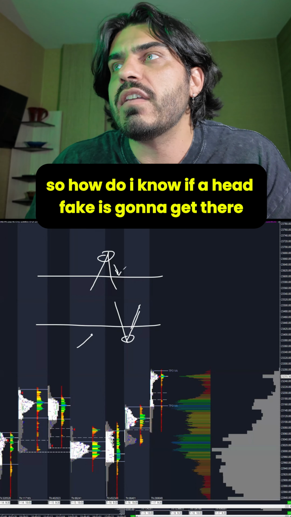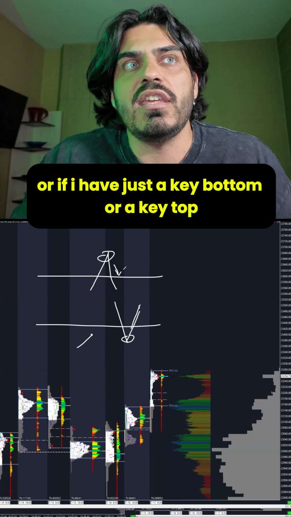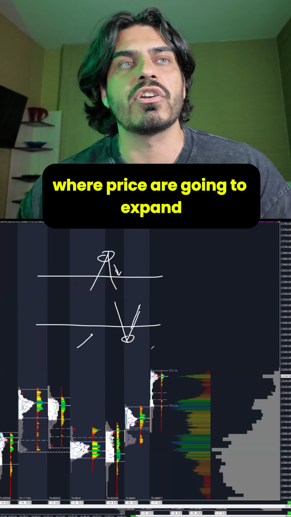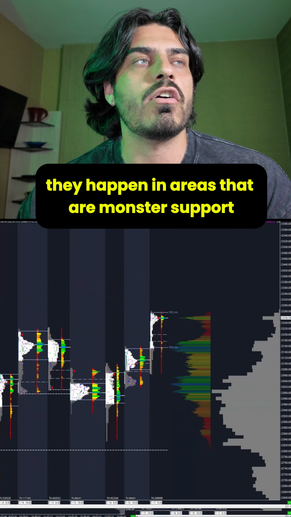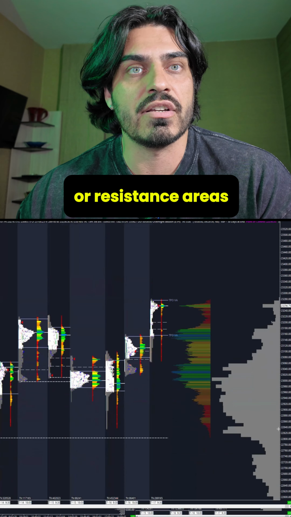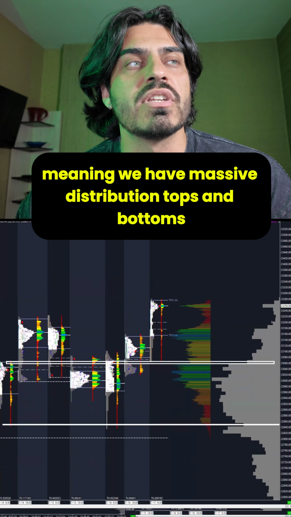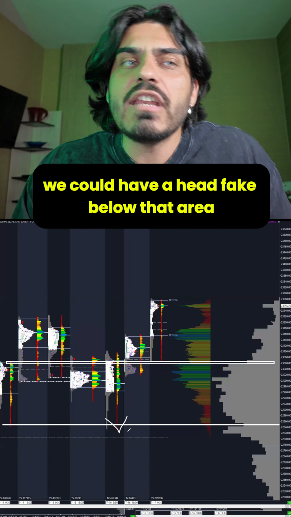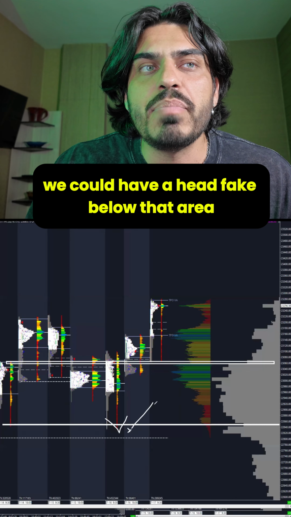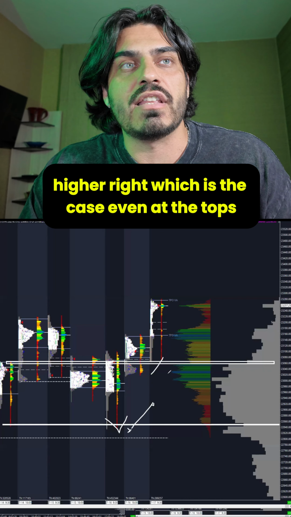So how do I know if a head fake's going to get there, or if I have just a key bottom or a key top where prices are going to expand? These head fakes happen in areas that are monstrous support or resistance areas, meaning we have massive distribution tops and bottoms. So if I'm trying to get long into a distribution bottom, we could have a head fake below that area before getting the expansion higher, right? Which is the case even at the tops.